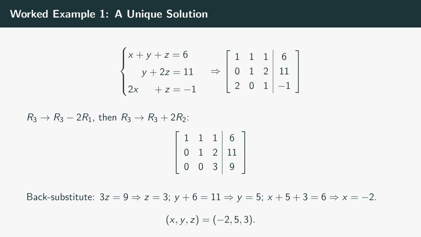A clean staircase. Now back-substitute from the bottom. The last row says 3z equals 9, so z is 3. Move up, the middle row is y plus 2z equals 11, and with z equal to 3, that is y plus 6 equals 11, so y is 5. Move up again, the top row is x plus y plus z equals 6, that is x plus 5 plus 3 equals 6, so x is -2. The unique solution is -2, 5, 3.